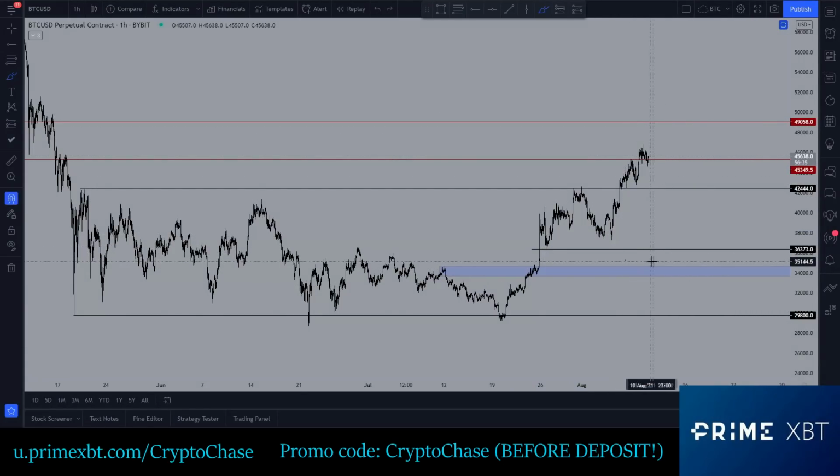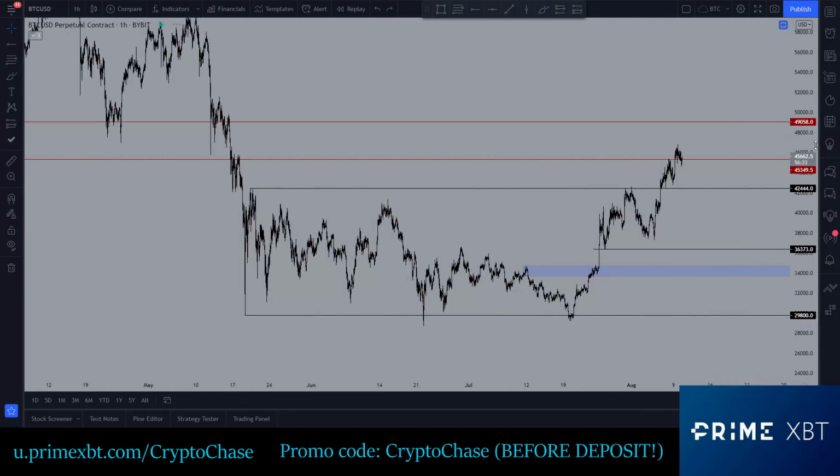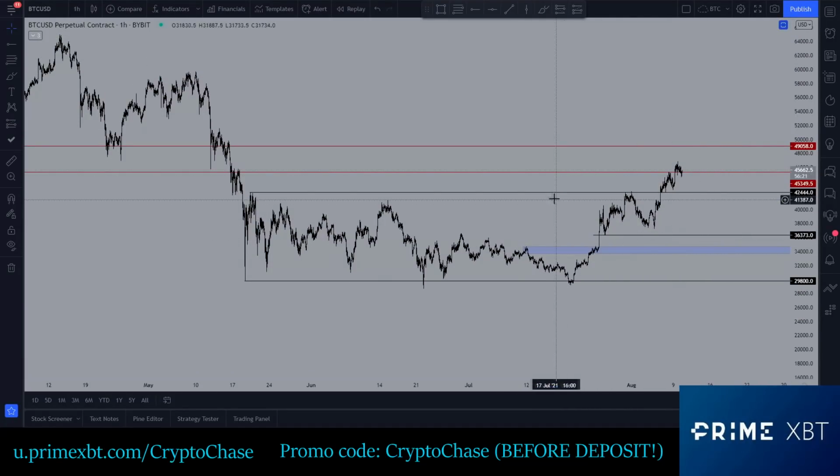And if this does break down and we lose this, then I don't like the look of that, because if we test this level again, it feels like this level is going to break. But right now, that's not really on my mind. I do feel like we're sort of still pretty strong up here.